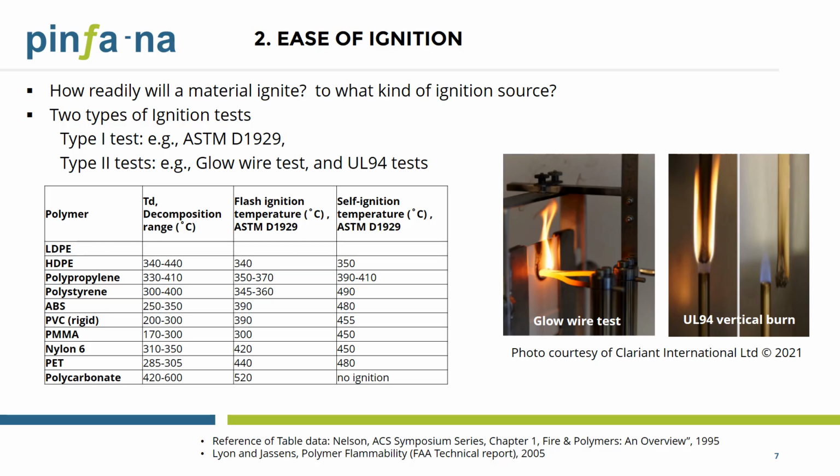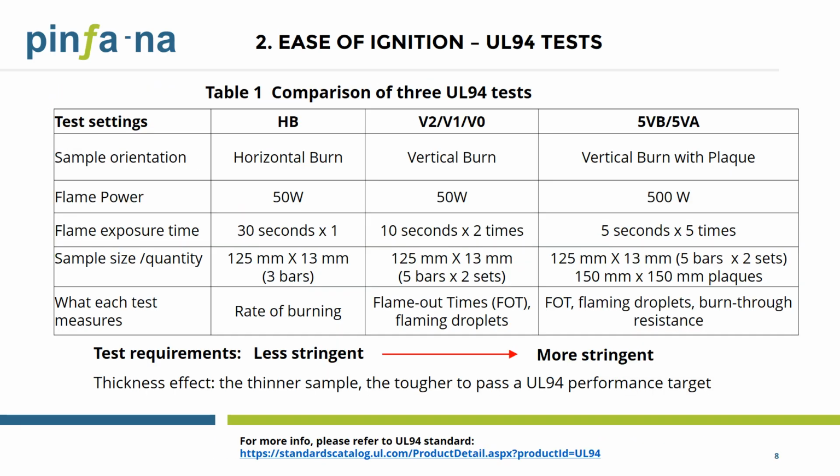The application-related ignition tests also typically measure more than one material behavior reaction to the fire. We'll take a look at the UL94 test in more detail in the next couple of slides, as it is the most popular flammability test for plastic material. The UL94 standard in fact includes multiple test methods, of which the following three are more commonly used, namely the horizontal burn test, vertical burn test, and 5VB and 5VA test.